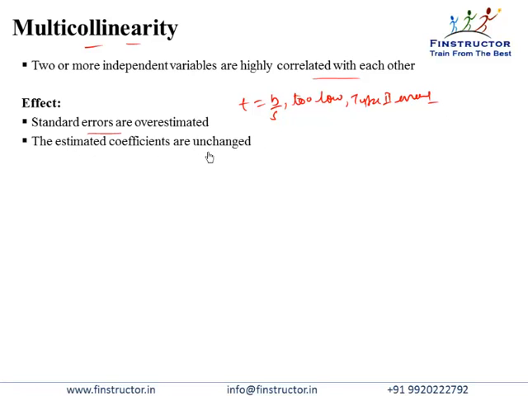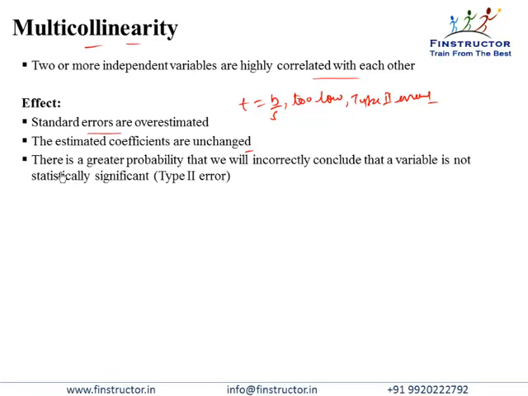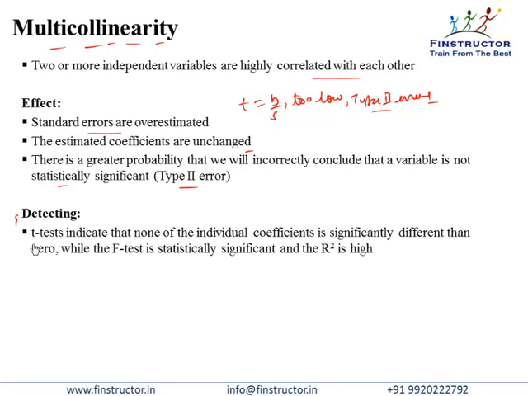The estimated coefficients again are not affected or are unchanged, like in the other two cases. And there is a greater probability that we'll incorrectly conclude that a variable is not statistically significant. That is a type 2 error. How do you detect it? Very interesting test. If there is multicollinearity, what you will see is that the individual t-tests indicate that none of the coefficients is significantly different than 0. So all individual coefficients tend to be insignificant.